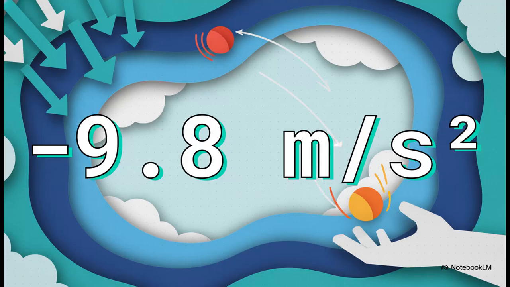And physicists have measured exactly what that constant pull is. Near the surface of the Earth, gravity provides a constant downward acceleration of roughly negative 9.8 meters per second squared. The negative sign is literally just there because gravity pulls down. This constant acceleration is the exact reason why a tossed ball slows down as it goes up, completely stops for just a tiny split second at its highest peak, and then speeds back up as it falls right back into your hand.